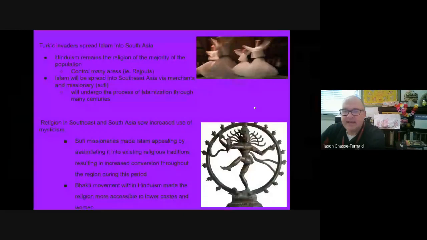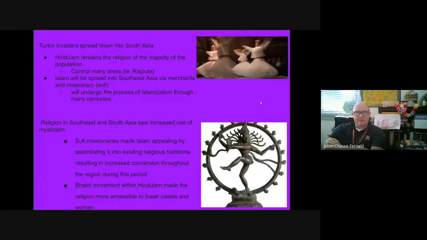All right, so let's get going. Major things to understand as we get going today. Turkic invaders spread Islam into South Asia. So when you hear about the Delhi Sultanate, that's referring to Turkic invaders spreading Islam through conquering. Delhi, named after the city, Sultanate is that Islamic political title. So that being the case, we still see Hinduism remains the religion of the majority of the population.